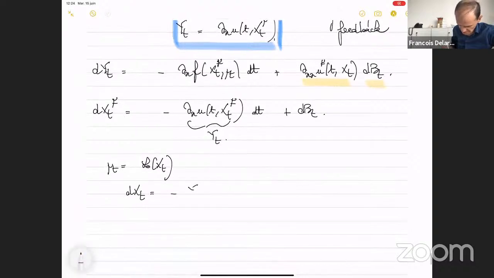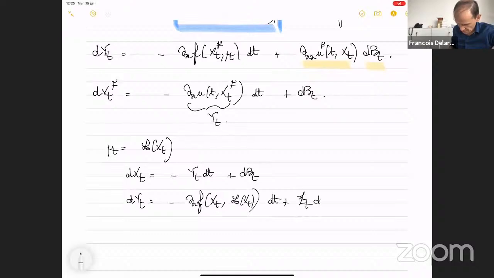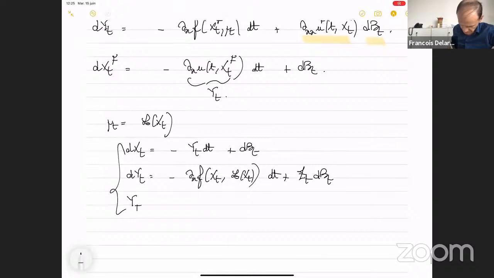dX_t is minus Y_t dt plus dB_t. dY_t is minus the derivative in x of f at X_t and mu_t, which is now the law of X_t, dt, plus Z_t dB_t, and Y_t is g of X_t, the law of X_t. And so you can solve this system to find the equilibria.